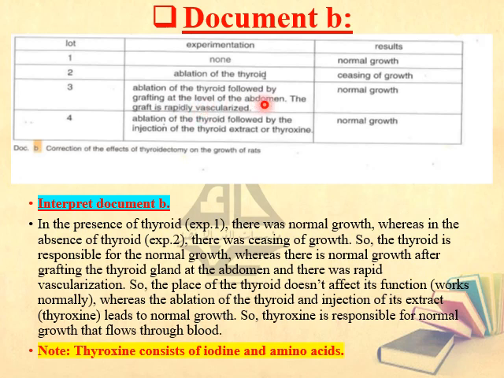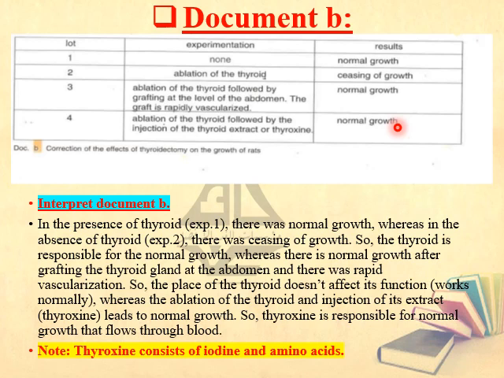level of the abdomen. Then they placed it again at the level of the abdomen, and the graft is rapidly vascularized. It was supplied by many blood capillaries. We noticed that there was normal growth, and in 4 there was ablation of the thyroid. They removed the thyroid, but then what happened? It was followed by the injection of the thyroid extract or thyroxine. Thyroid extract, they mean by it the thyroid hormones, or thyroxine. We noticed that there was normal growth.